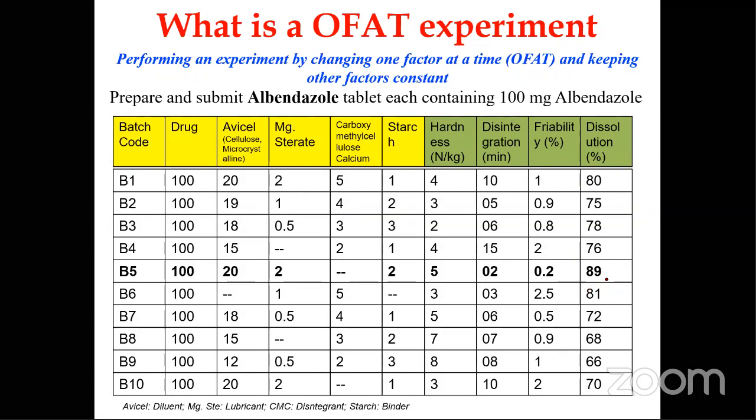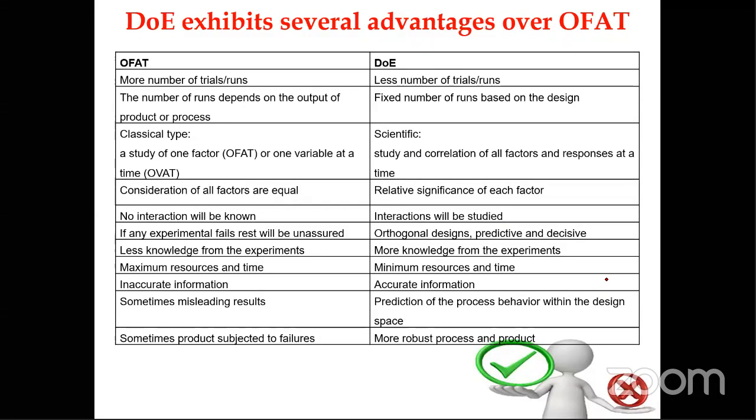You can see this table to understand better the difference between OFAT and DoE. In OFAT, you require more trials or runs. It may be 50, 60, or 70, until you get the desired result, that is 85% release. But in DoE, it is not the case. There are fewer runs, also called a fixed number of runs. DoE has a set of models, from factorial to response surface design. Each design will have a fixed number of runs.